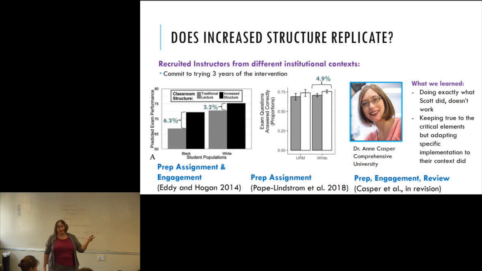But I do want to just talk about some conclusions we had. And what we found is that, not surprisingly, context matters. So doing exactly what the first instructor did didn't always work. But keeping true to these critical elements seemed to be important. I would say that right now we don't have the strongest evidence for the practice exams, but we have pretty robust evidence for the engagement and the prep assignments. So we're still working on the practice exams.